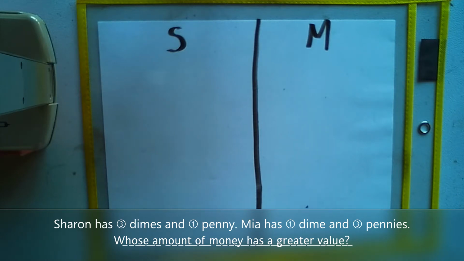Sharon has 3 dimes and 1 penny already. So I see 2 numbers that are already important. I'm going to go ahead and circle that. Mia has 1 dime and 3 pennies. I see another set of numbers. So I see 2 more numbers that are really important. We're also going to circle that. Whose amount of money has a greater value? And then we underline our question, which is whose amount of money has a greater value?